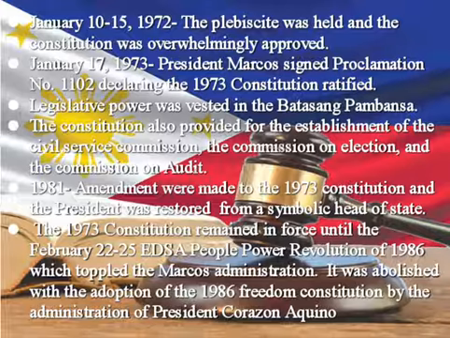The 1973 Constitution remained in force until the February 22 to 25, 1986 People Power Revolution, which toppled the Marcos administration. It was abolished with the adoption of the 1986 Freedom Constitution by the administration of President Corazon Aquino.